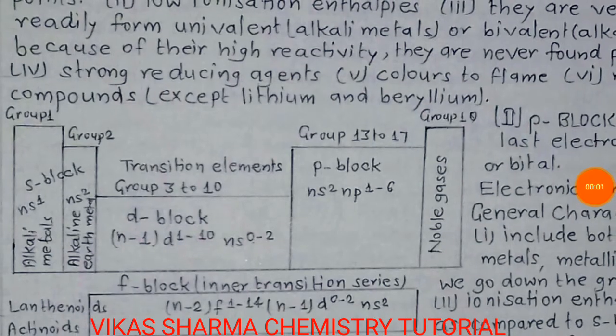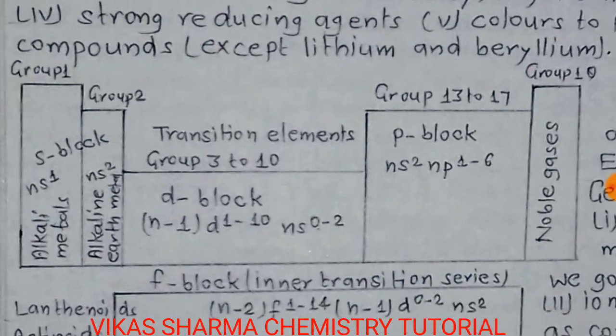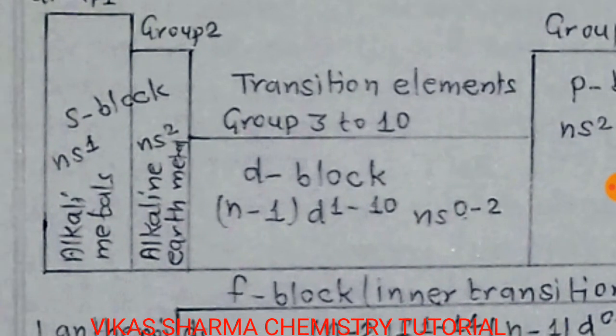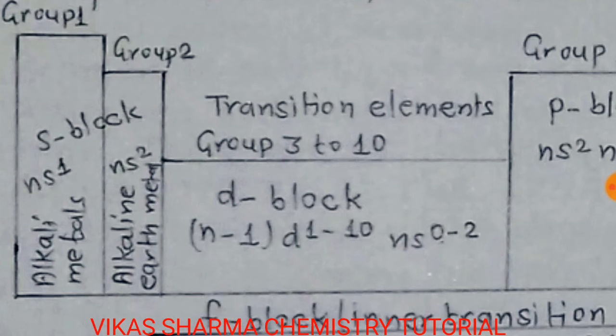Dear student, today we take the topic: the block elements according to the modern periodic table, the S block, P block, D block and F block. So first you remember group 1 in the modern periodic table. These are alkali metals, known as S block. The configuration is ns1 and ns2, meaning the last electron entered into the S subshell. These are group 1 and group 2.